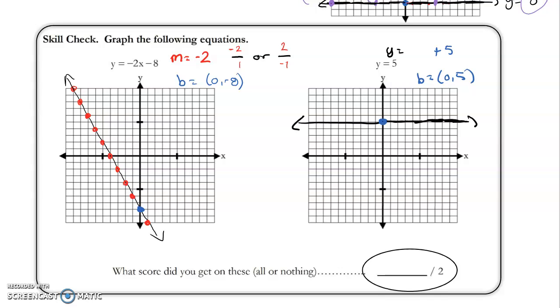Go ahead and give yourself an honest score here. Did you get them both perfect? If you did, you got 2 out of 2. If you got one of them perfect and the other maybe not so much, it's 1 out of 2. If you got them both wrong, put yourself with a 0. That's okay. There's no harm here.